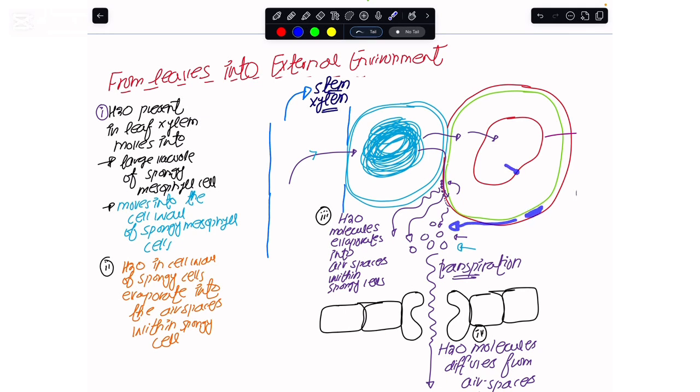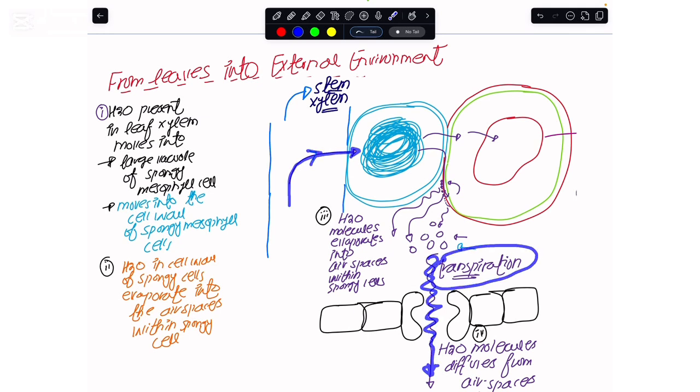In order to compensate for that, the water now moves from the large vacuole into the cell wall of the spongy mesophyll cells, and the water potential now gets lower in the large vacuole of the spongy mesophyll cells. That allows the water to move from the leaf xylem into the large vacuole of these spongy mesophyll cells. And when the water moves from here to here, ultimately in the leaf xylem the water potential is lower. And that causes the water to be pulled up the stem. And here you see the driving force behind this is transpiration.